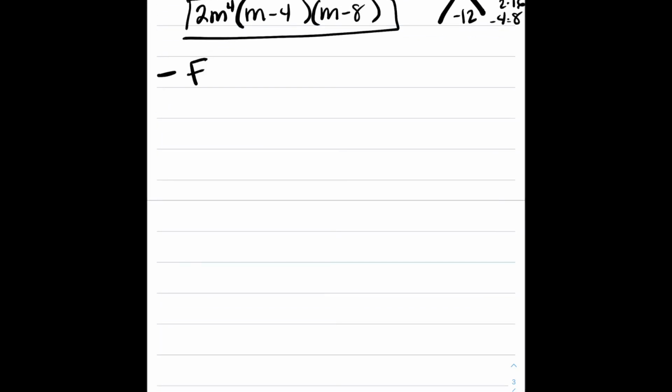All right. So the next section of the test that we'll see is factoring and solving.